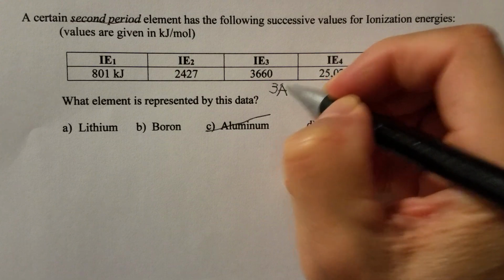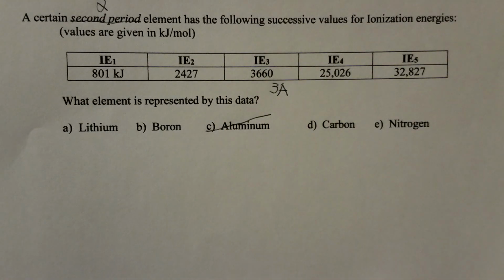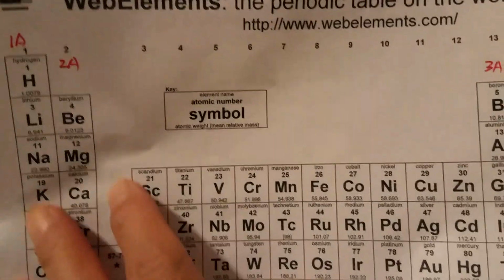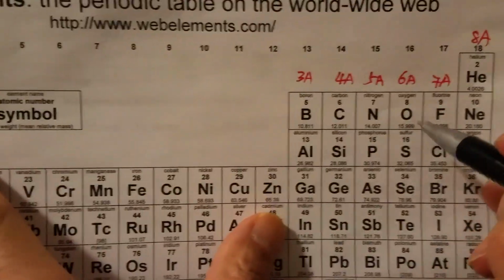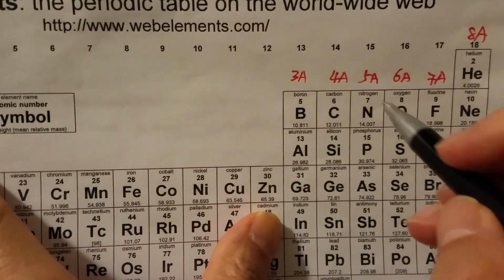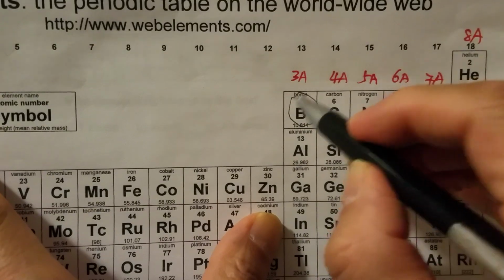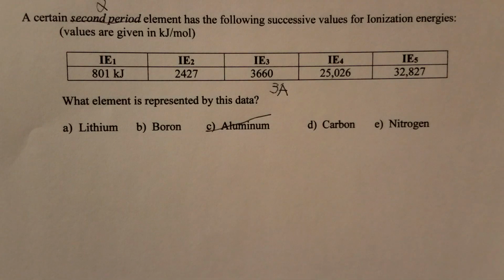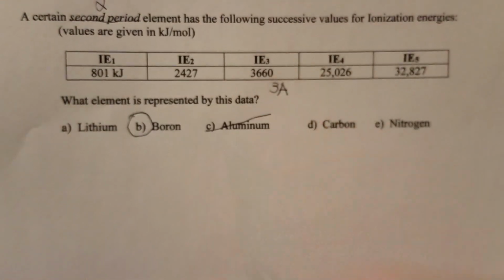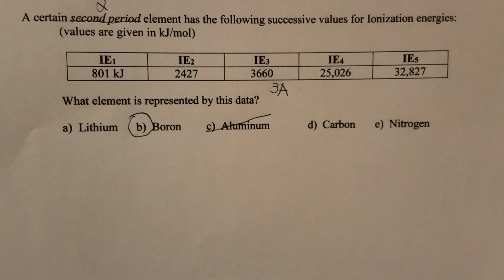Group 3A, and now the period is the second period. So that's easy. Let's take a look. Second period, of course, and group 3A. 3A is right here. So it's boron in this case, of course. Then boron is the correct answer.